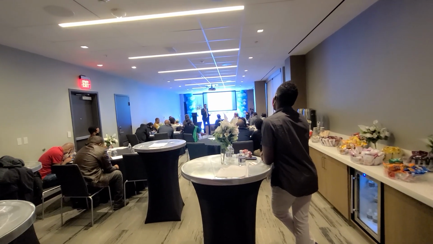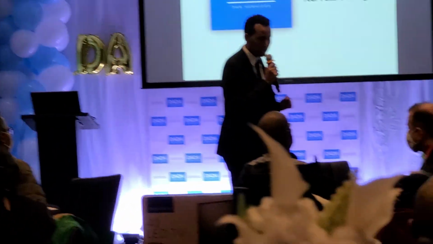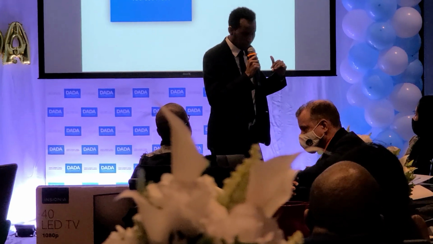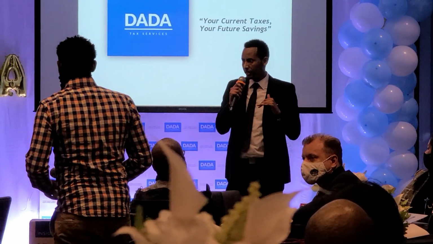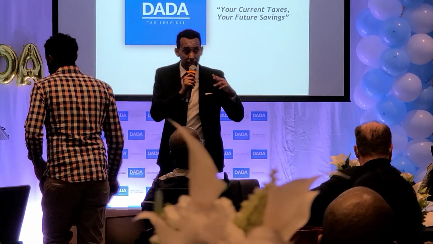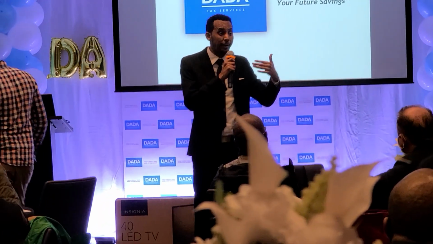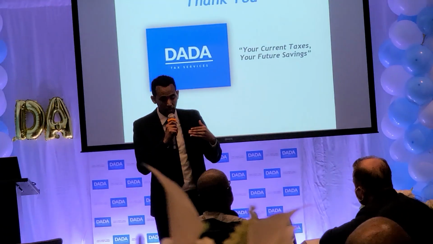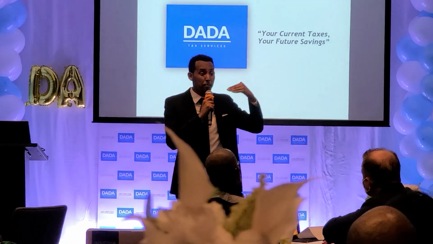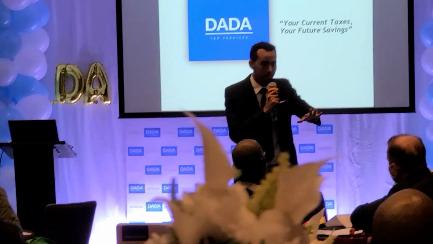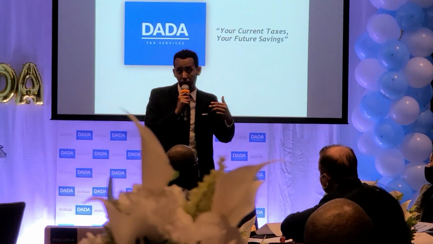For the first question, the answer is yes. Because once you set up, there is a timeline that you have to make the application. We call it election. We elect to be taxed as an S corp. So for this year, if you elect to be taxed as an S corp by March 15, then that's okay. You can change it anytime.